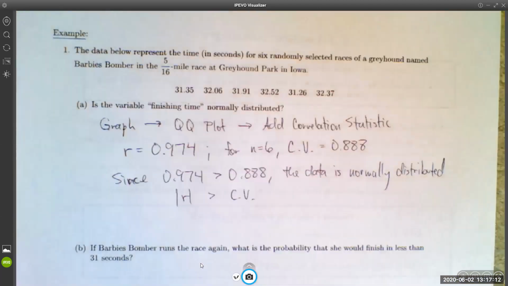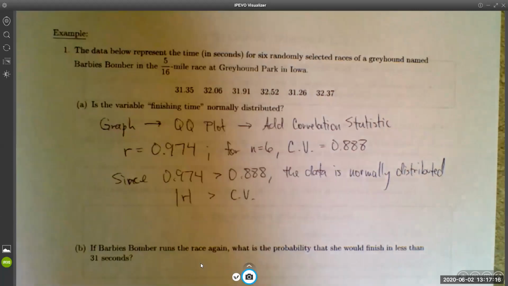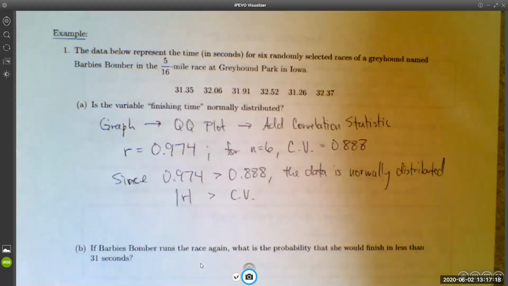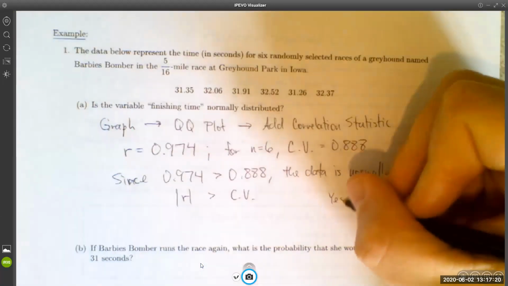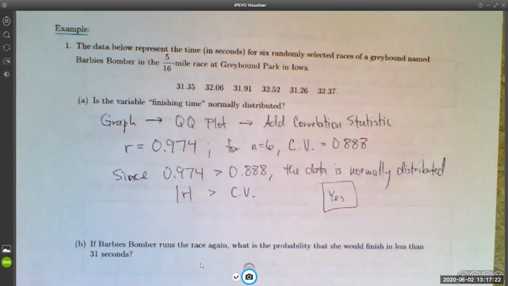Okay, so there's that. So the answer to the question is yes, right? Right, yes. The data is normally distributed.